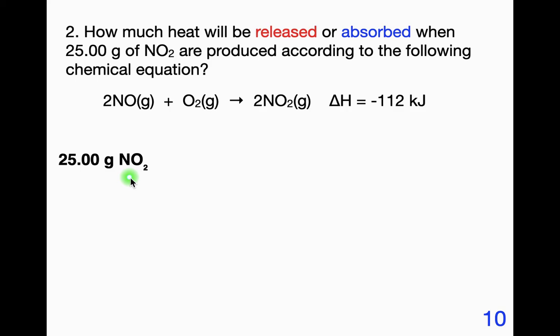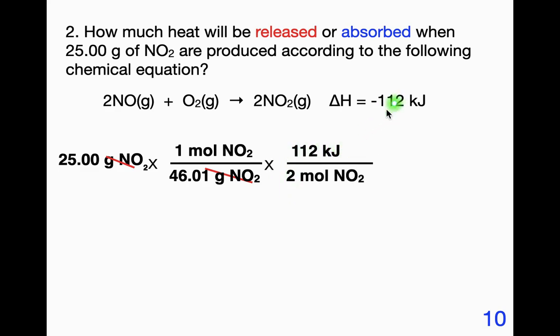So again, the first thing I need to do before I can use my chemical equation is to convert that to moles. So 1 mole of nitrogen dioxide is 46.01 grams, adding together 1 nitrogen and 2 oxygens. Grams of nitrogen dioxide cancel. And so now I want to go into the chemical reaction that tells me for every 2 moles of nitrogen dioxide, I will produce 112 kilojoules of energy. So that's my mole energy ratio. 112 kilojoules per 2 moles of nitrogen dioxide.